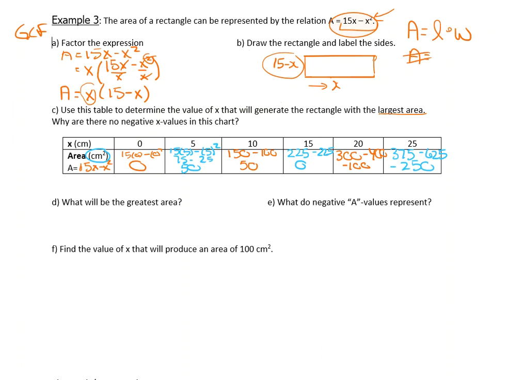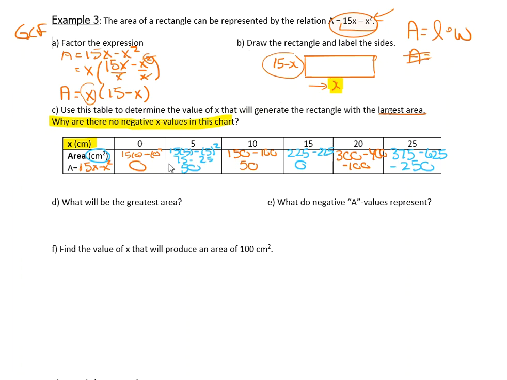All right, so what happened here? Let's first talk about the second part of the question. Why are there no negative values in this chart? So the x values that were across the top, there are no negatives because x represents a dimension, in this question, it represents a length or width of a rectangle. So we can't have a negative length of a rectangle. So there's no negatives up here because we can't have any negatives anyway.